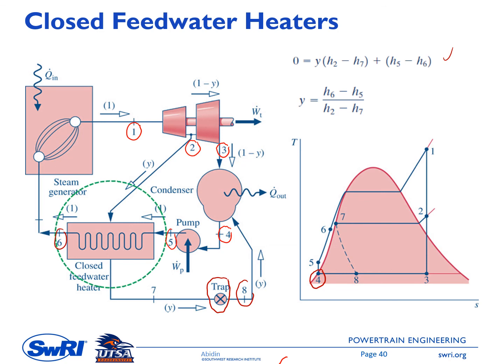And this is the formula that we have for this feed water heater, especially the one to estimate y. So this is the fraction of the extracted working fluid. So y equals (h6 minus h5) over (h2 minus h7).